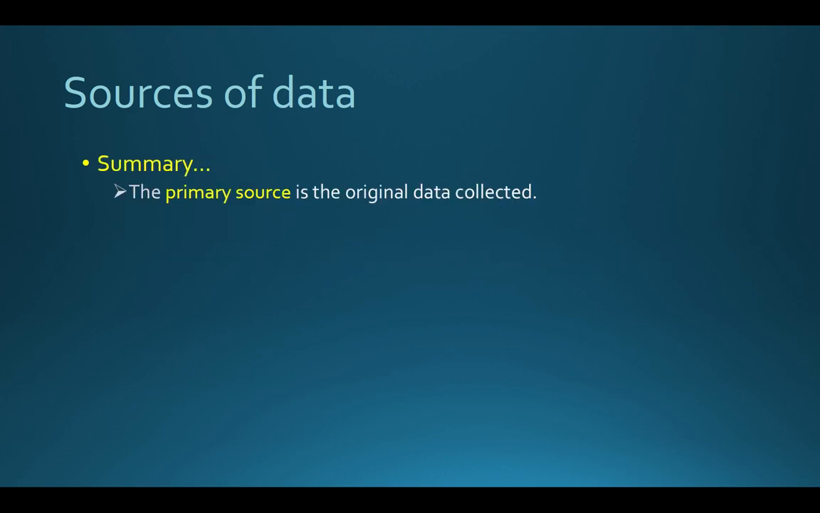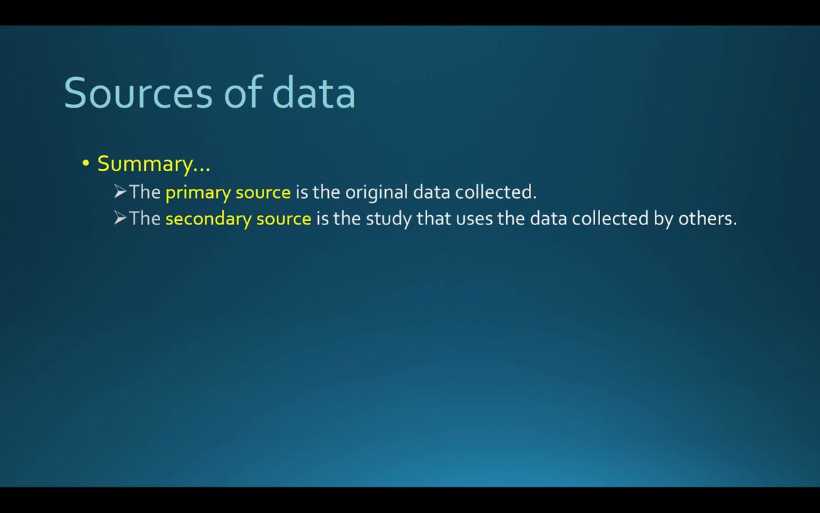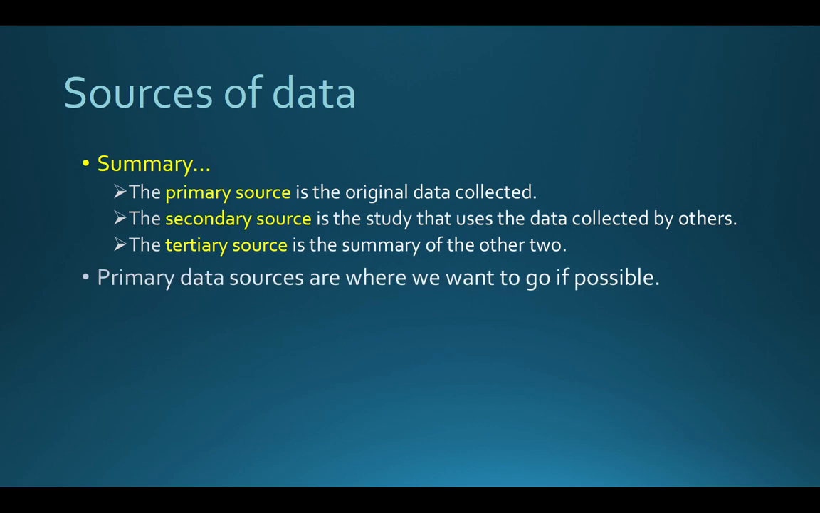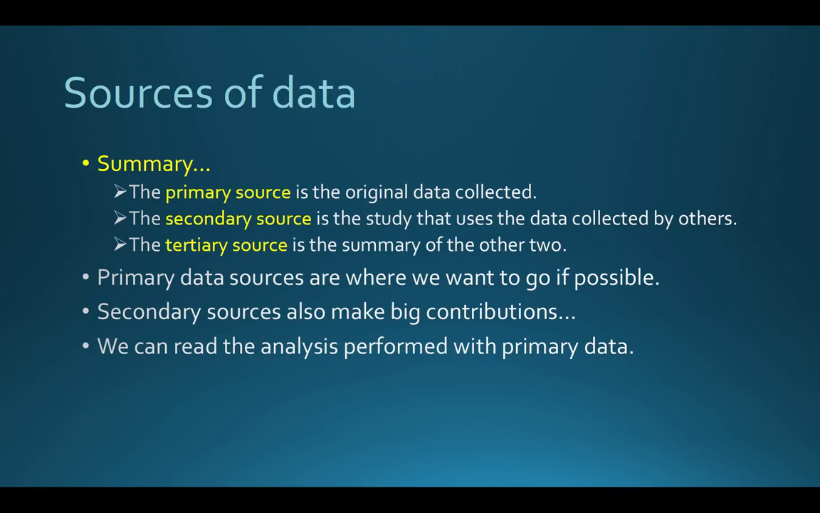So in summary, primary sources is the original data collected. Secondary sources is the study that uses the data collected by others to generate some new conclusions. And tertiary sources are summaries of those primary and secondary sources. So primary data sources are where we want to go to, if at all possible, but secondary sources also make big contributions, right? I can do a lot of great work using Department of Education data, for example. So we can read the analysis performed with primary data in those secondary sources.